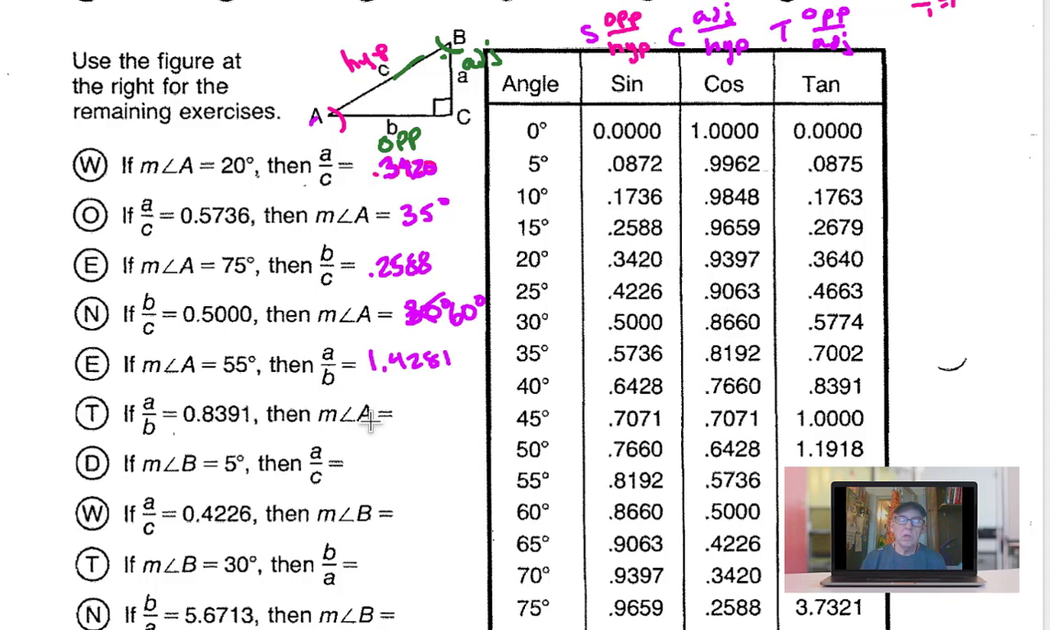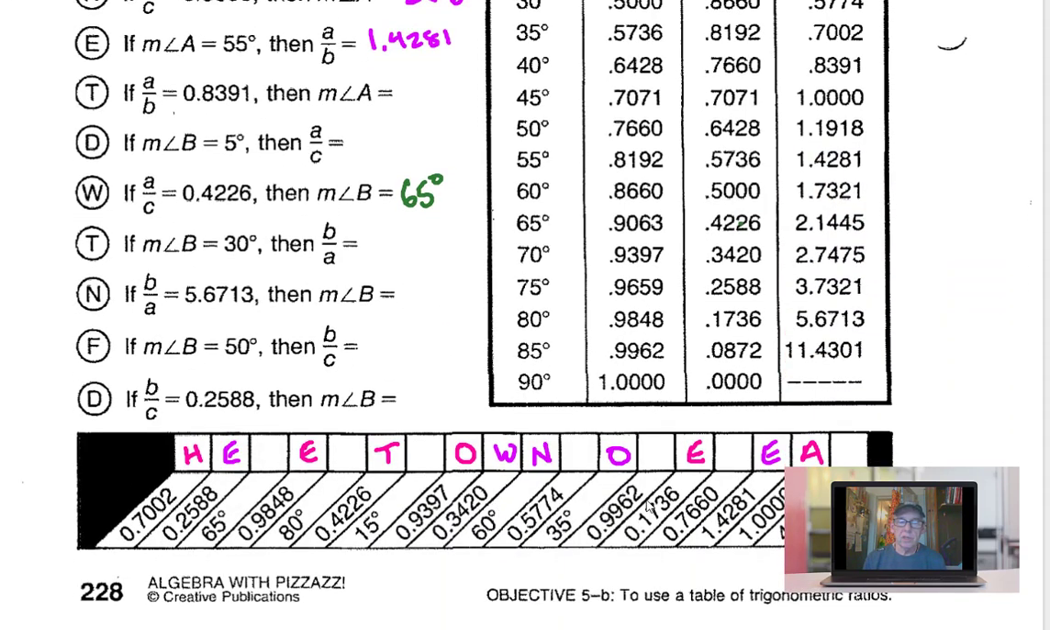And I don't see it. Let's rethink this one. I'm mixing the numbers up here. If A over C, now A over C again is cosine, but we're looking for 0.4226. So 0.4226 goes with 65 degrees. Sorry about that. So the measure of angle B is 65 degrees. So down at the bottom, we put a W where there's a 65. Okay, so I will leave the rest of these for you to complete.